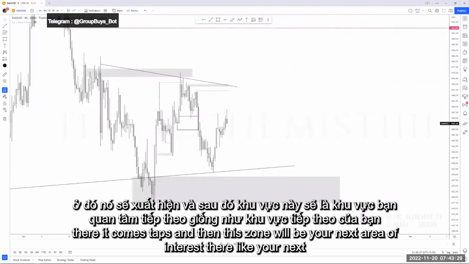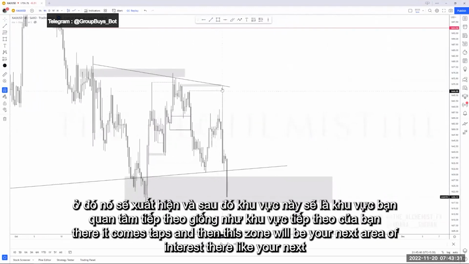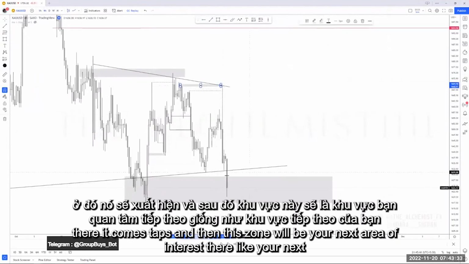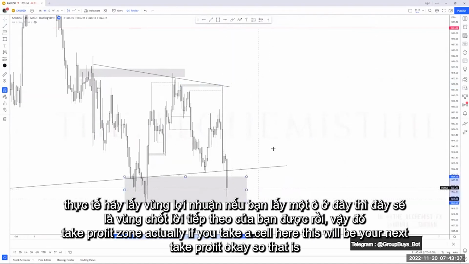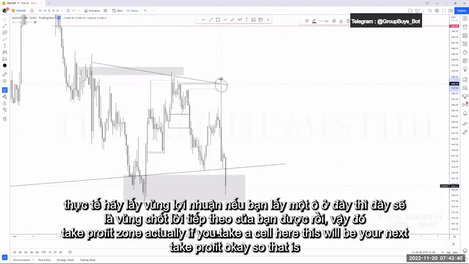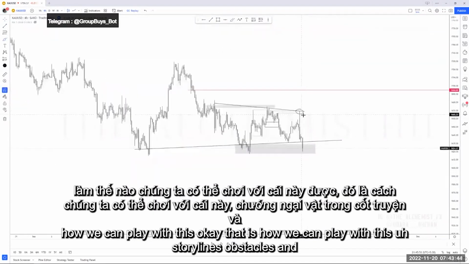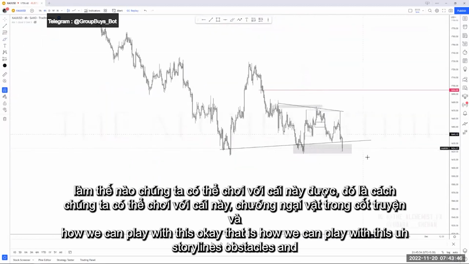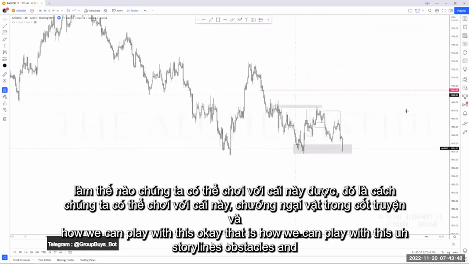So what happens? There it comes. Taps, and then this zone will be your next area of interest, like the next take profit zone, actually. If you take a sell here, this will be your next take profit. Okay, so that is how we can play with this. That is how we can play with these storylines, the obstacles and the storylines.